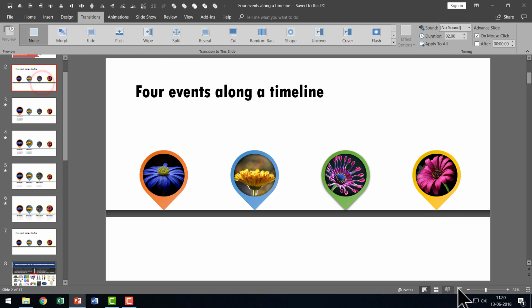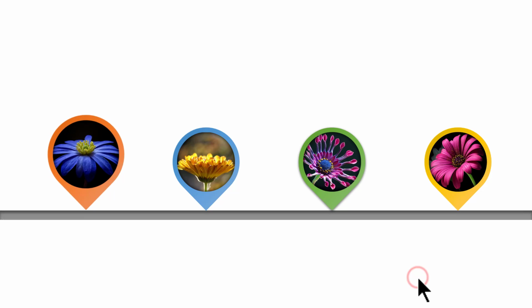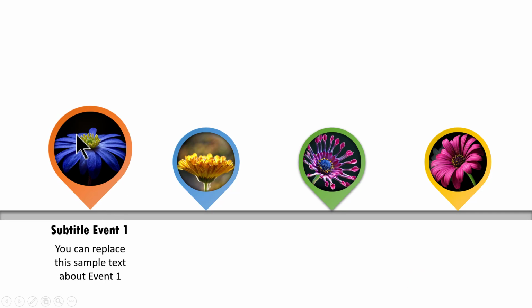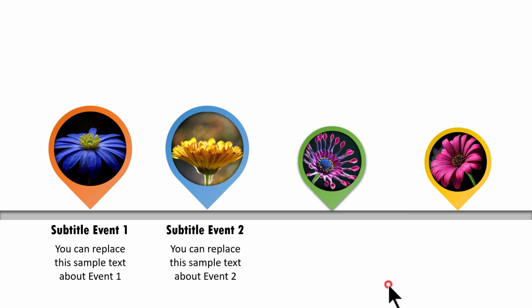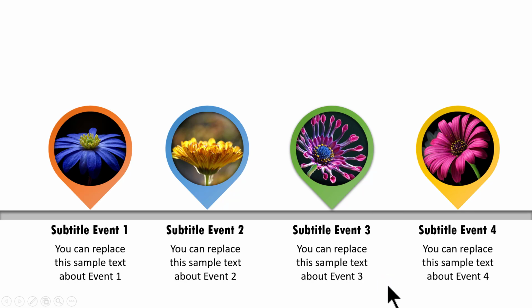That way, if you go to the first one, there is no transition whatsoever, and then on a click, you can see that this growth has happened, and then you have the events explanation happening, and then we continue doing so for the next set of events. So that is how you create this beautiful four events along a timeline graphic using Morph Transition.